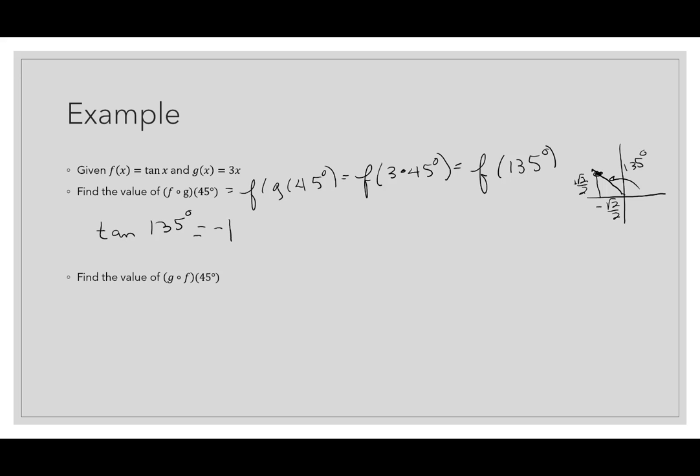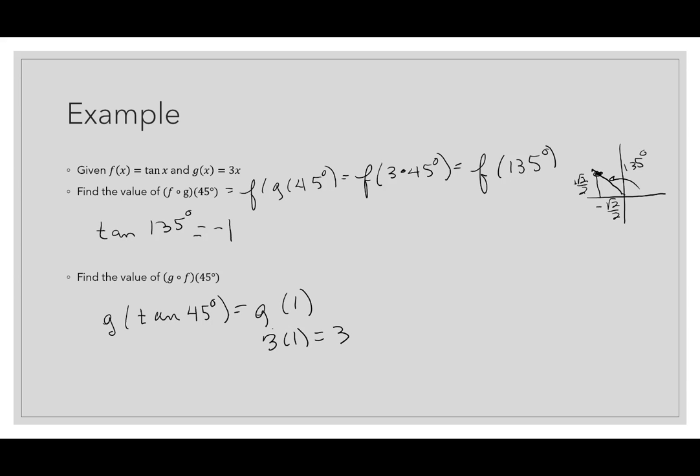We're going to do it again. This time I'm going to flip it in the other direction and do g composition f. So I'm starting with the f this time. So the f was tangent. So this is tangent of 45 degrees. So the tangent of 45, we just said that was equal to 1. But then g says whatever you have, you're going to multiply it by 3. So I'm going to have 3 times 1, which gives me 3.